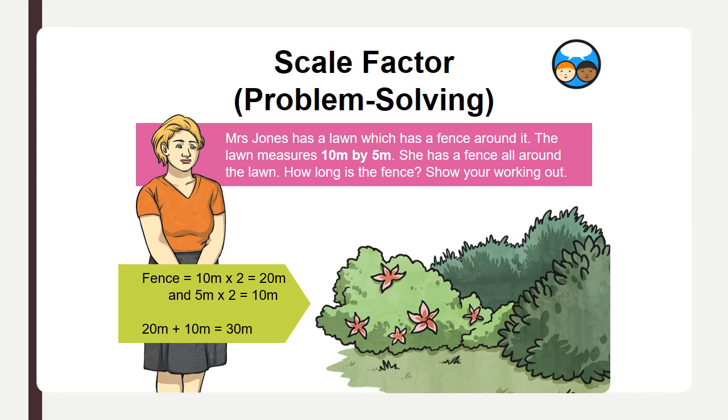times by 2, 20 meters, because we know if it's a rectangle, it's going to be 10 meters on one side and 10 meters on the parallel, opposite side, and 5 meters times 2, which is 10 meters. So her fence had to go all the way along the 10-meter side, the 5-meter side, the other 10-meter side, and the other 5-meter side. So her fence is actually 30 meters long. Well done if you managed to get that one.